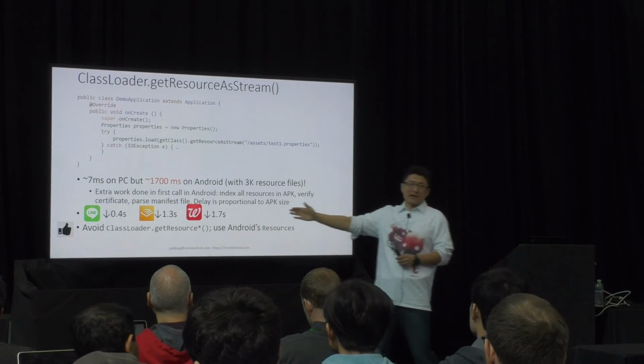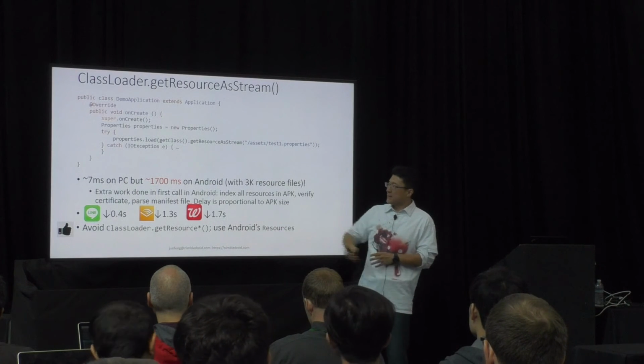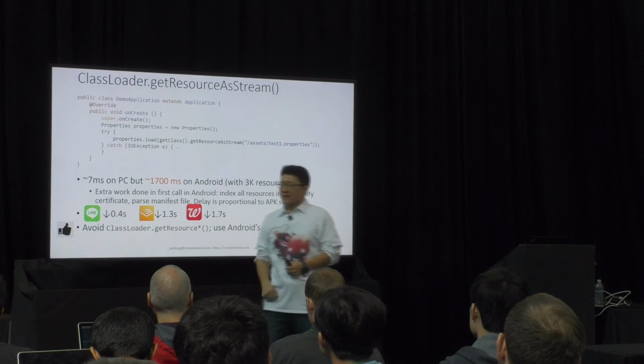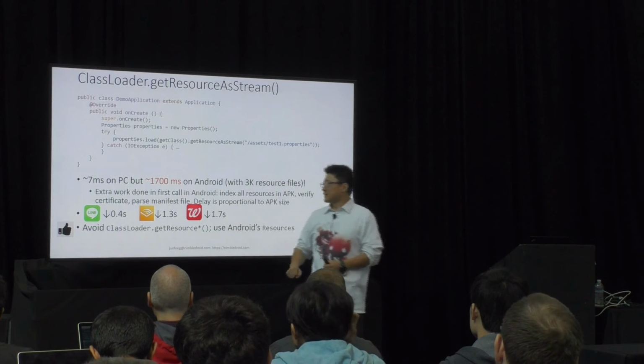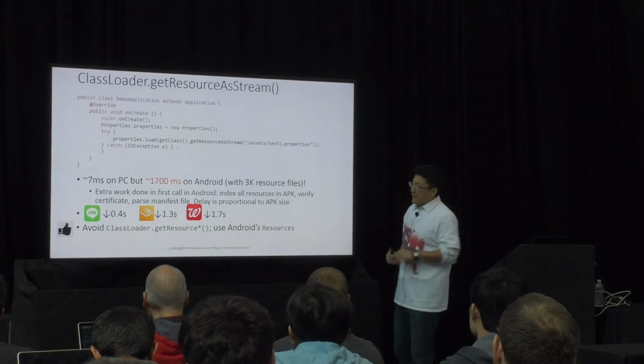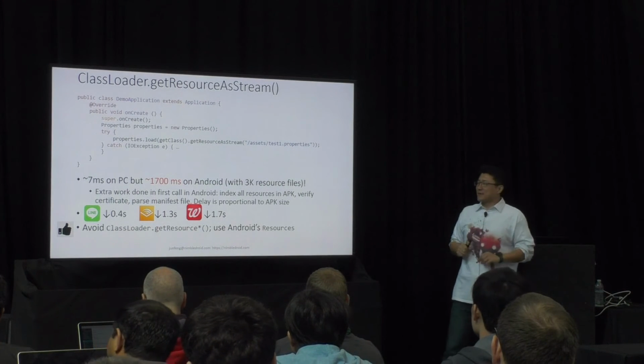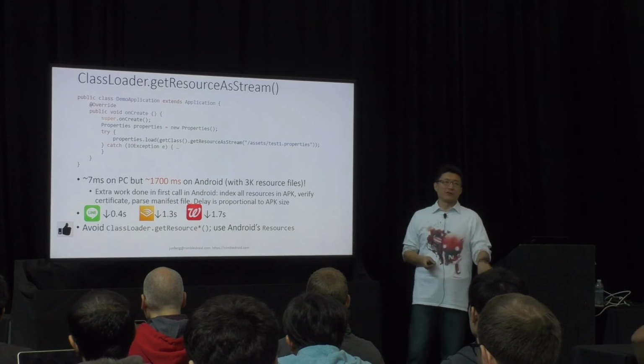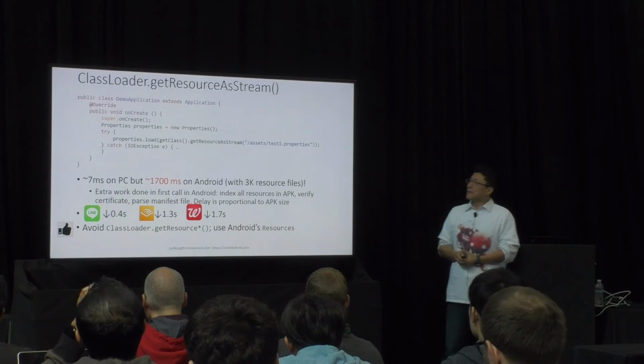And a lot of famous apps are affected here: Walgreens, Audible, Line. Right? So basically a 400 millisecond slowdown, a 1.3 second slowdown, a 1.7 second slowdown. And you just shouldn't use this method at all, right? Try to avoid this method. If you need to load a resource, use Android's resource utility to load resources.